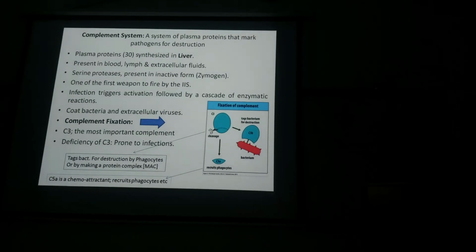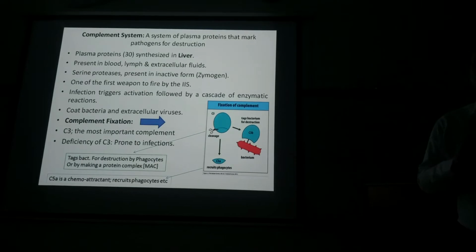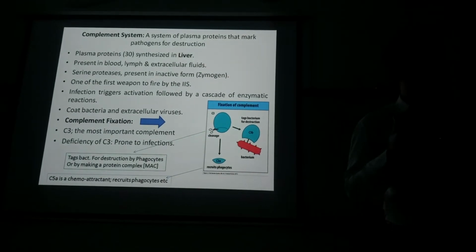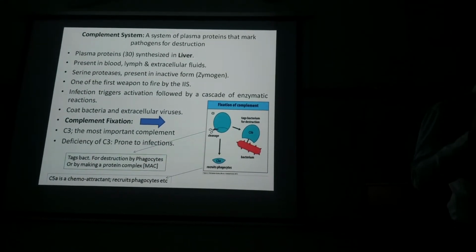Topic for today, which is the complement system. This is a system of plasma proteins that mark pathogens for destruction. I had told you in earlier lectures that there are two ways of marking pathogens, or marking cells that are infected with some kind of pathogen. One is to use an antibody for that purpose, and the other is to use a complement.